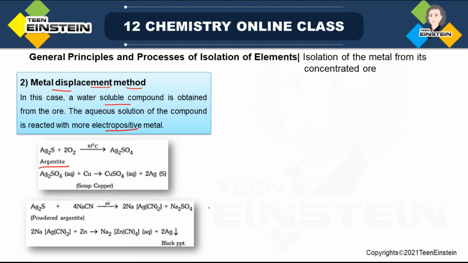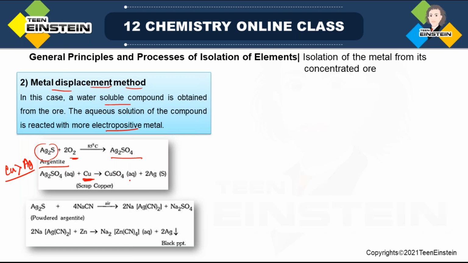We have this ore which is argentite, silver sulfide. Now, first, in presence of oxygen, it is converted to silver sulfate. Next, we are using a more electropositive metal, which is copper. Okay, so copper is more electropositive than Ag, so that is why you can use copper. But if you are using any metal which is less electropositive than silver, silver is actually the metal that you are extracting, reaction will not be possible.